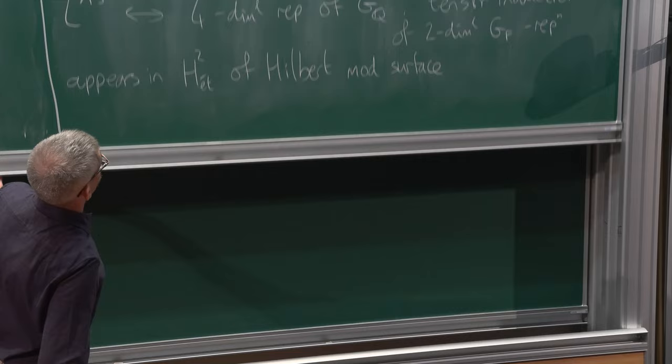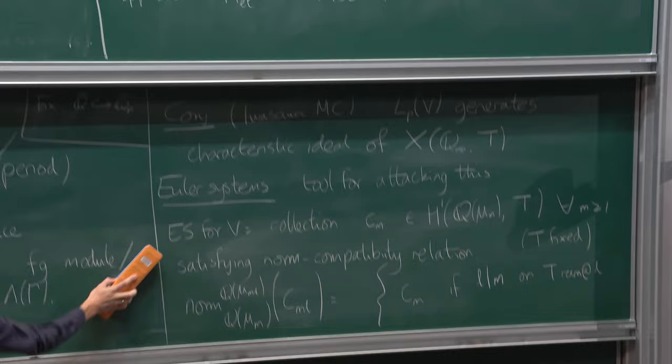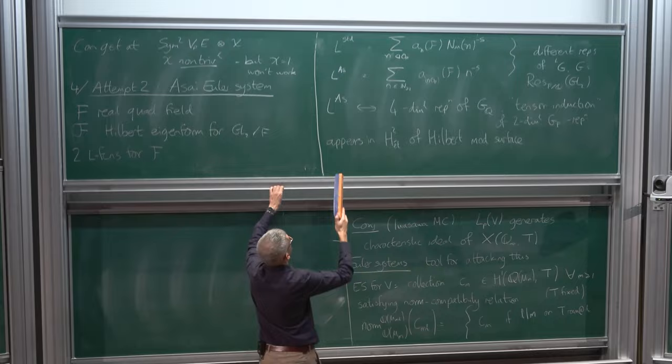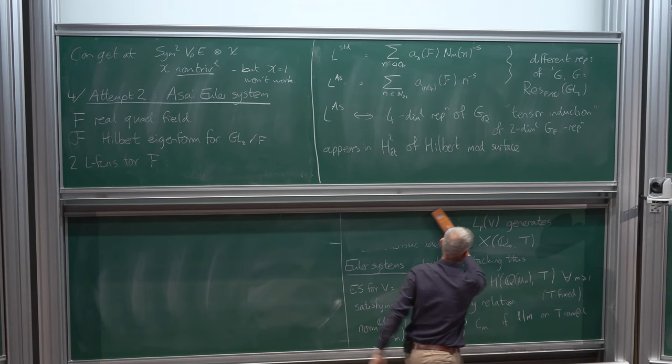So if you try and naively imitate the construction of Galois representations attached to elliptic modular forms, you might think you're going to get the Galois representation attached to this L function, but what you actually get is the one attached to this one. And you have to try a bit harder to get the two-dimensional thing that this is the tensor induction of.